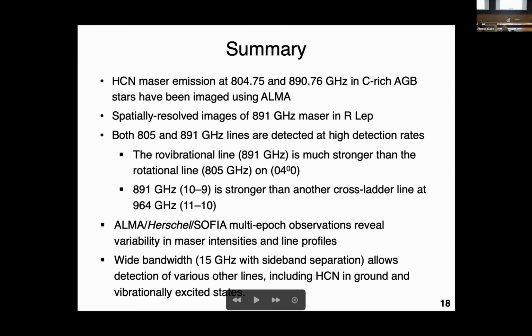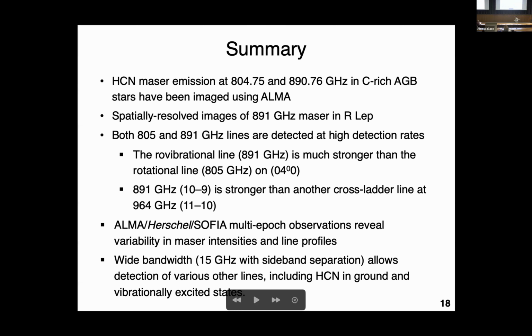CRL 2688, and I've done a quick look on that, and there's no detection, so these are really only in AGB stars. And in any S-type star? I think in the Herschel database, we don't have ALMA data on S-type stars. In Herschel, there are no detections on S-type stars as well as oxygen-rich stars or supergiants. It's exclusively towards carbon-rich AGBs.